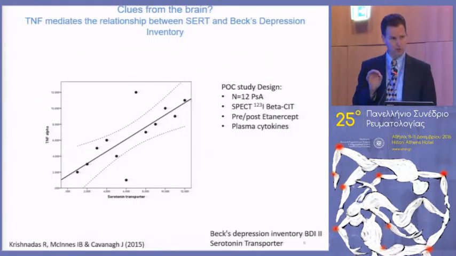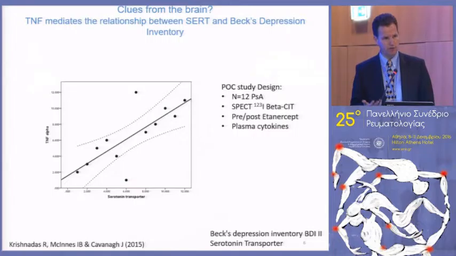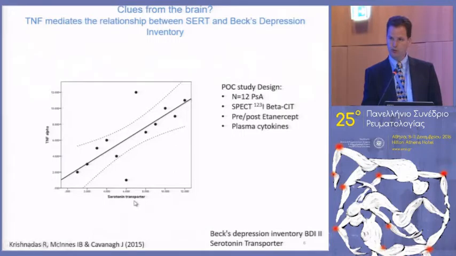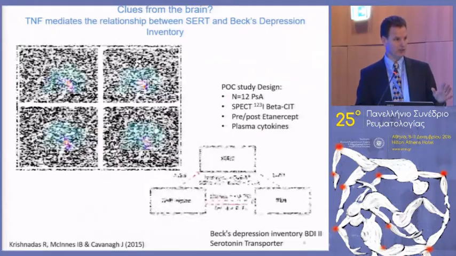So what we did was, we've done a whole number of studies now, but we imaged the brains of our patients before and after giving them a TNF blocker, in this case etanercept, and we measured their peripheral circulating cytokines. And what you're looking at in this image is the serotonin transporter availability in the brain correlating to peripheral circulating TNF-alpha levels. And I think that's extraordinary. I actually can't explain this observation yet.